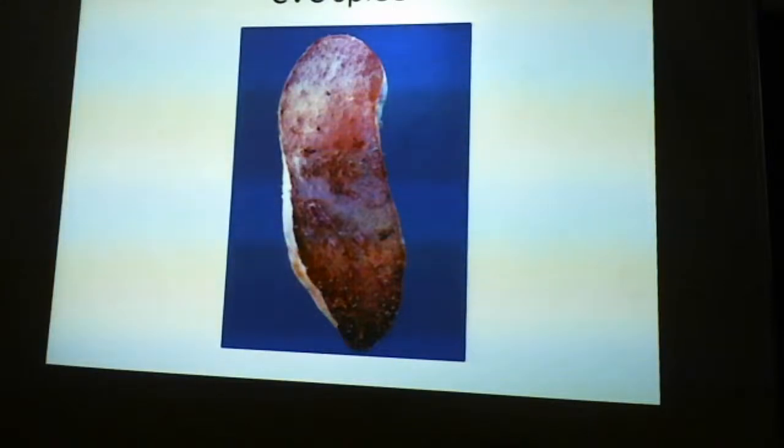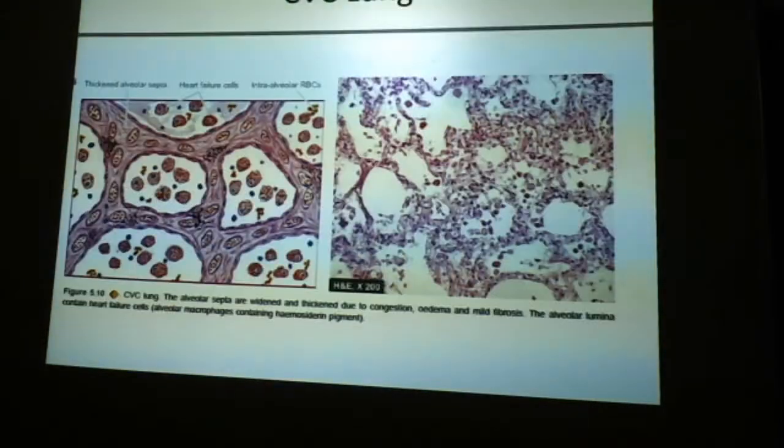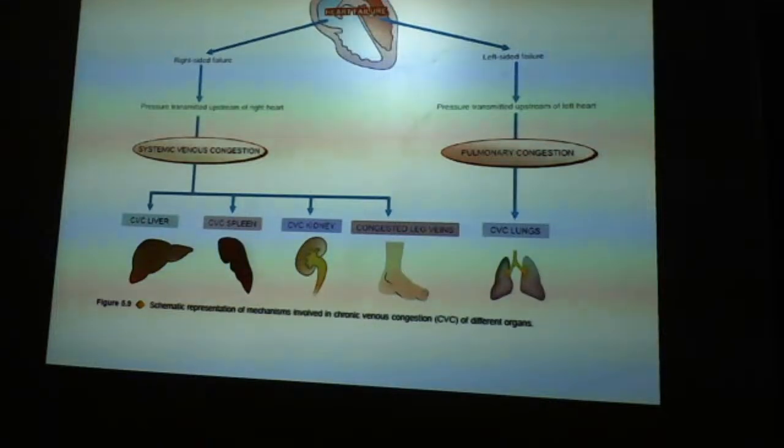The last slide of today is chronic venous congestion of spleen. I already explained the pathogenesis. Again, the cause for chronic venous congestion of the spleen is right sided heart failure. Systemic venous congestion can also give rise to chronic venous congestion of the spleen. And any cause which gives rise to portal hypertension, for example cirrhosis, can also give rise to chronic venous congestion of the spleen.